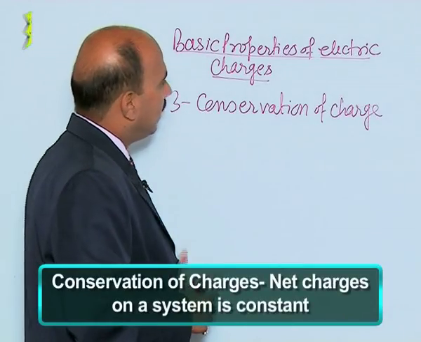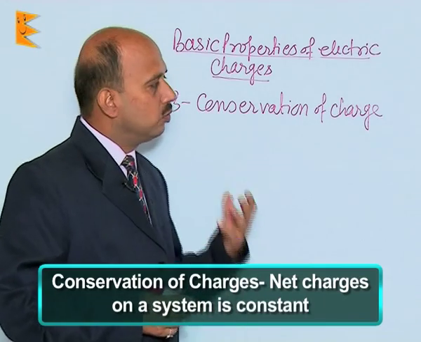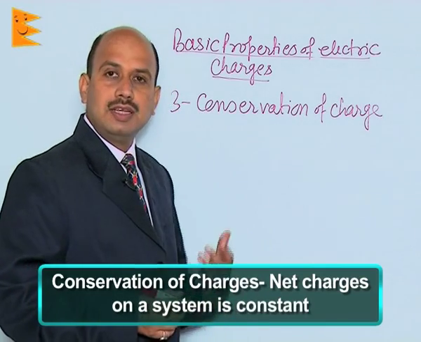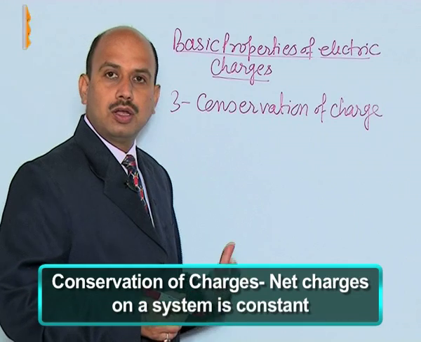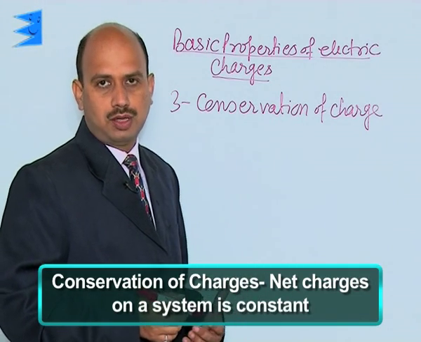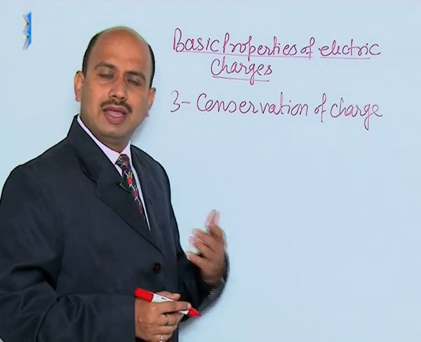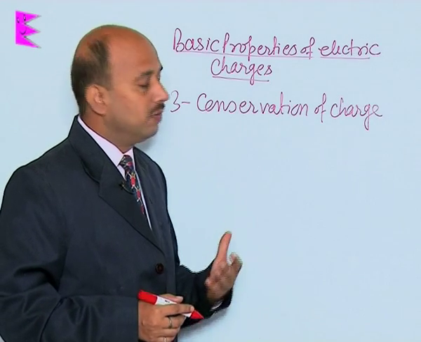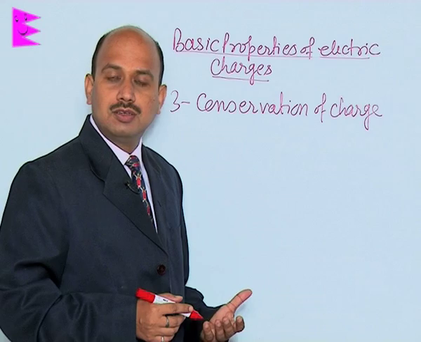Now, the third one is the conservation of charge. According to this property, the net charge of the body remains constant; it cannot be created or destroyed. So, here you cannot create the net charge of the body which is an isolated system.